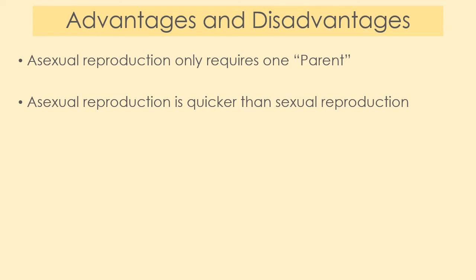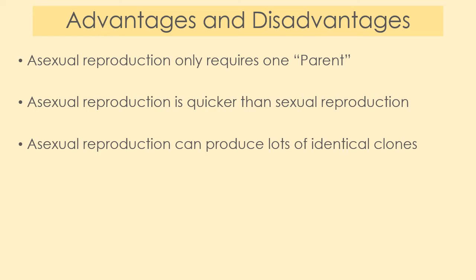And asexual reproduction is quicker than sexual reproduction. There's no time wasted trying to find a mate or dispersing the gametes, so the sex cells. It's more time efficient. It's also more energy efficient as well. There's not that energy wasted doing all of that. And we can produce lots of identical clones.